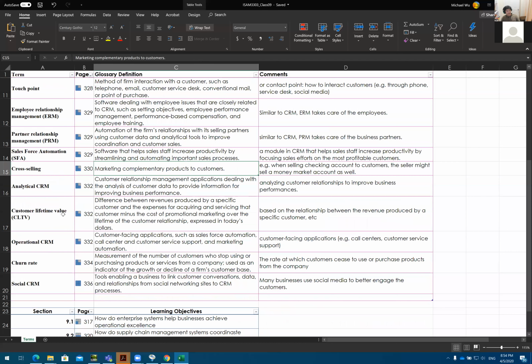Customer lifetime value. This one investigates the relationship between the revenue produced by a specific customer and so forth, right? So that's an example, and what kind of value you provide to this customer.